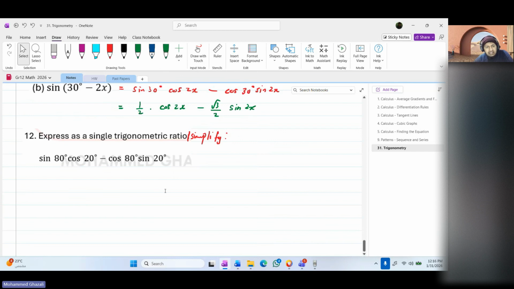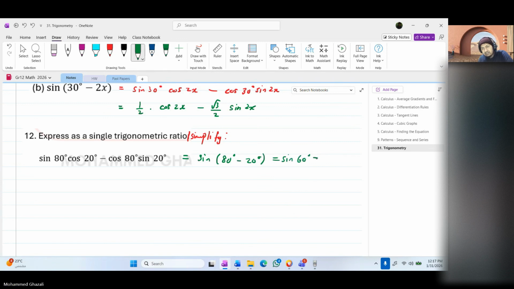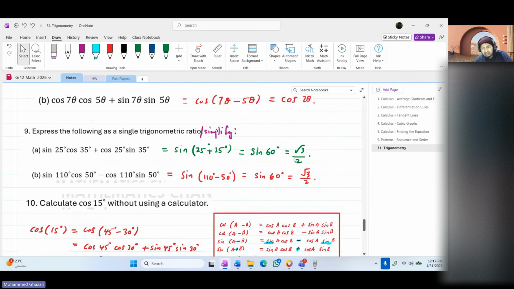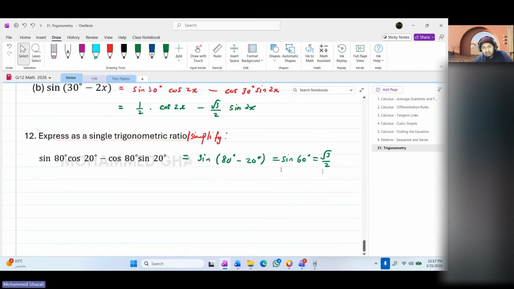We are starting with sine 80, and we have cos 20, cos 80, sine 20. So it has to be a sine problem. So it's going to be sine 80, there's a minus there, so minus 20. Again, it's sine 60. Sine 60 is root 3 over 2. Did I write sine 60 as root 3 over 2 before? Yes. Okay. Perfect.